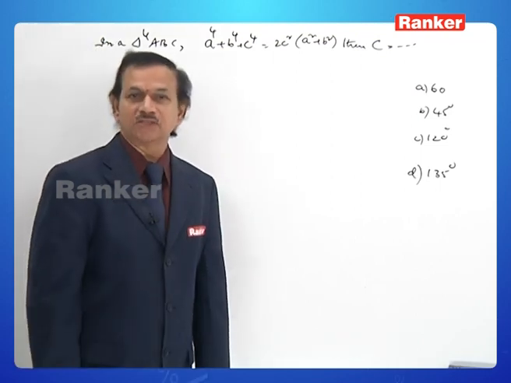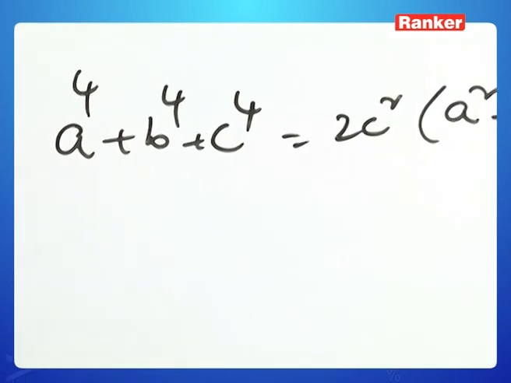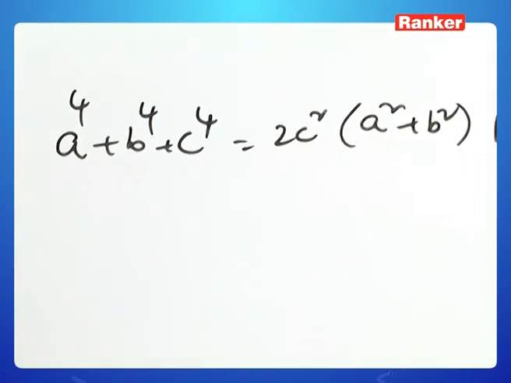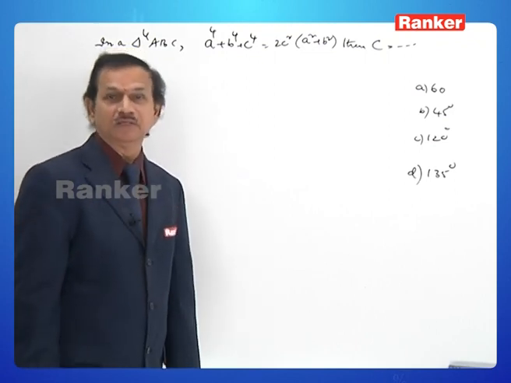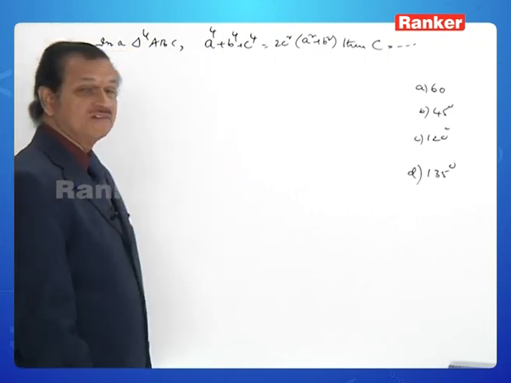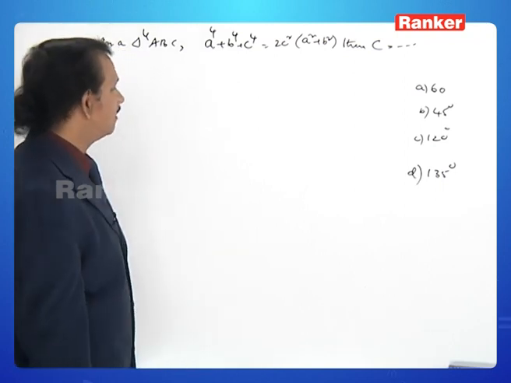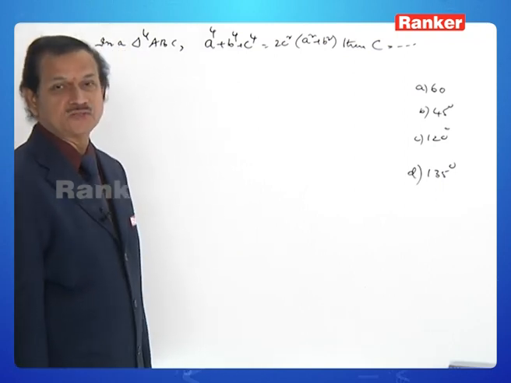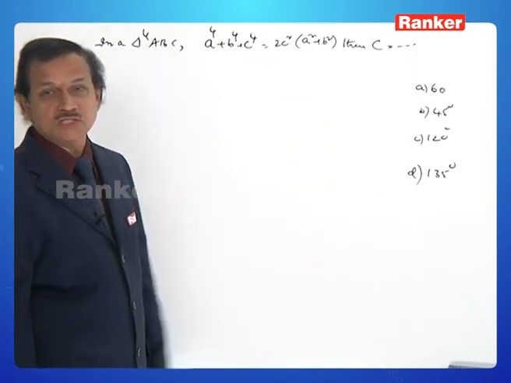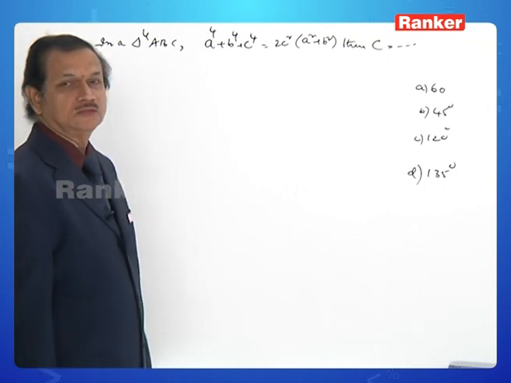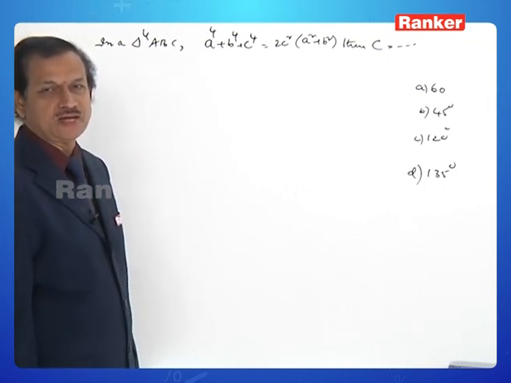In a triangle ABC, another information has been given with a power 4, b power 4 and c power 4. It is a new look, of course, to a problem comprising of fourth powers of the sides. a power 4 plus b power 4 plus c power 4 is equal to 2c square into a square plus b square, and we are required to find the angle C. What is the measure of the angle C? We are now supposed to calculate.